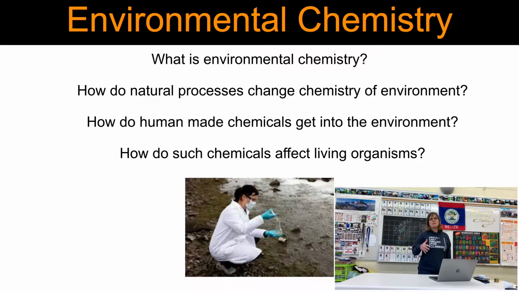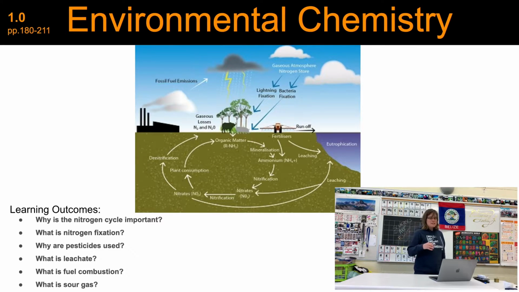So what is environmental chemistry and why is it important to us? We need to understand what is environmental chemistry, how do natural processes change the chemistry of the environment, how do human-made chemicals get into the environment, things like pesticides and stuff like that, and how do such chemicals affect the living organisms that are around us. So the deal is that we're going to really be focusing in on a few things that are important, and you're actually going to see them in grade 10, 11, and 12.